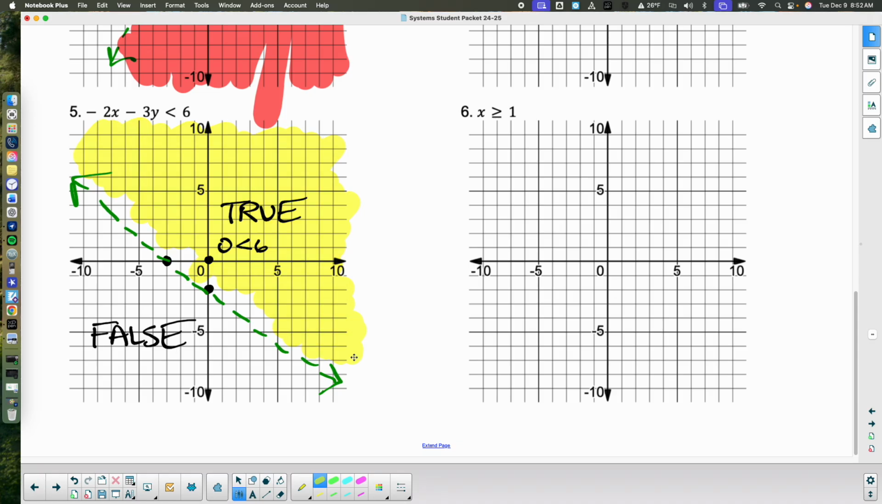Okay, that's what I got. I mean, I get it if you're not done yet, but I tested 0, 0, and that gave me 0 less than 6.